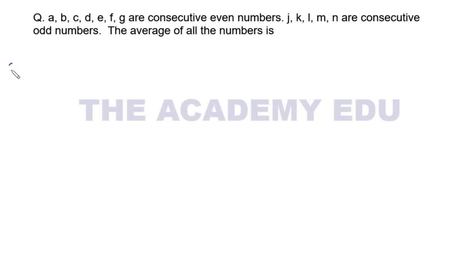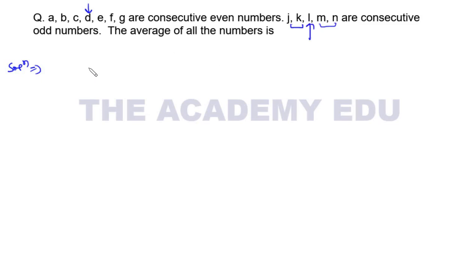Now try to solve it. Pause the video. The question is saying A, B, C, D, E, F, G are consecutive even numbers. If they are consecutive even numbers, the average comes in the middle, so D is the average. J, K, L, M are consecutive odd numbers. Again, if the numbers are consecutive, the average comes in the middle. So the average of all the numbers.